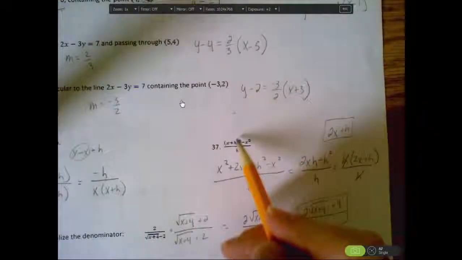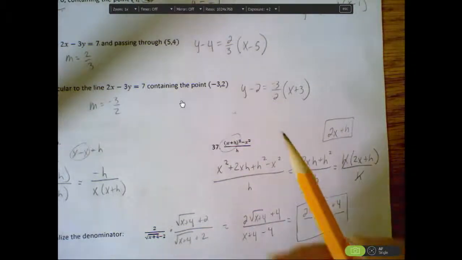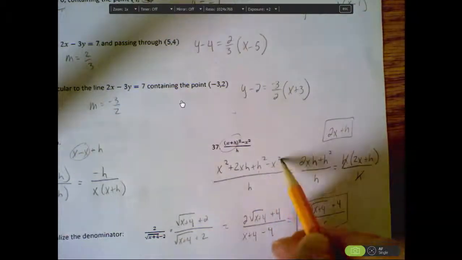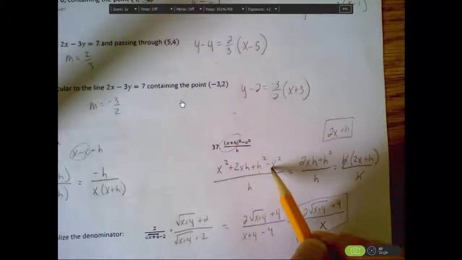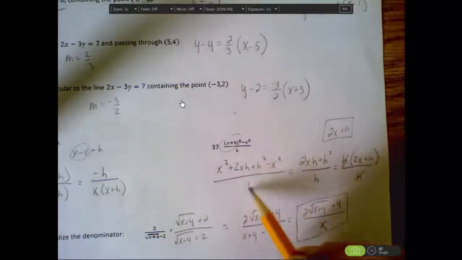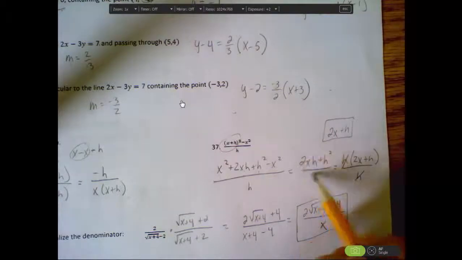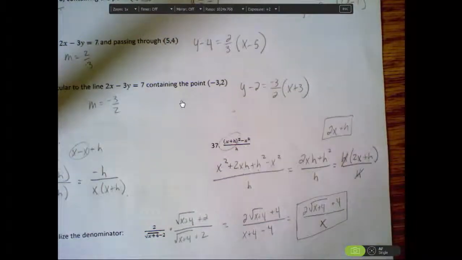Over here, you have to remember that when you square a binomial, you get a trinomial. Absolutely have to square it and get x squared plus 2xh plus h squared minus x squared all over h. Combine like terms, the x squareds cancel out. You're left with 2xh plus h squared over h. Factor out a common factor of h. Remember, don't stop here. You always have to see if you can factor something. Factor out an h and you're left with 2x plus h. h's cancel. Final answer is 2x plus h.